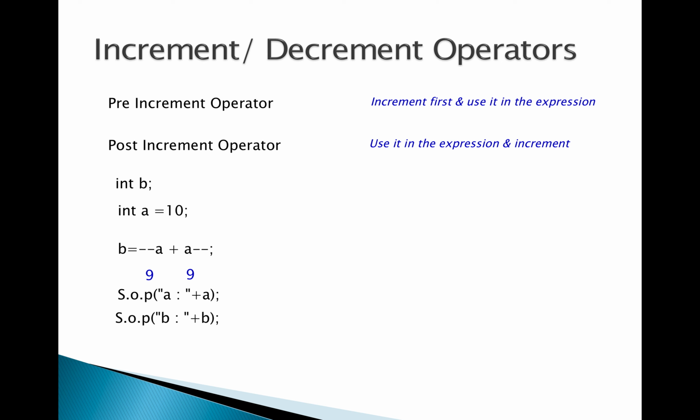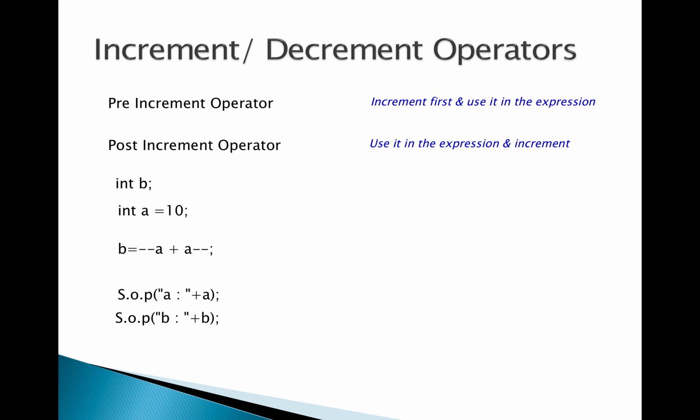But what is used in the expression for computing b's value is going to be different. So here minus minus a is bringing down the a to 9, so it is going to use 9, plus use the current a's value which is 9 because it is not going to decrement and use it, because it is a post decrement operator. So now b's value is going to be 18 but a's value is going to be 8.